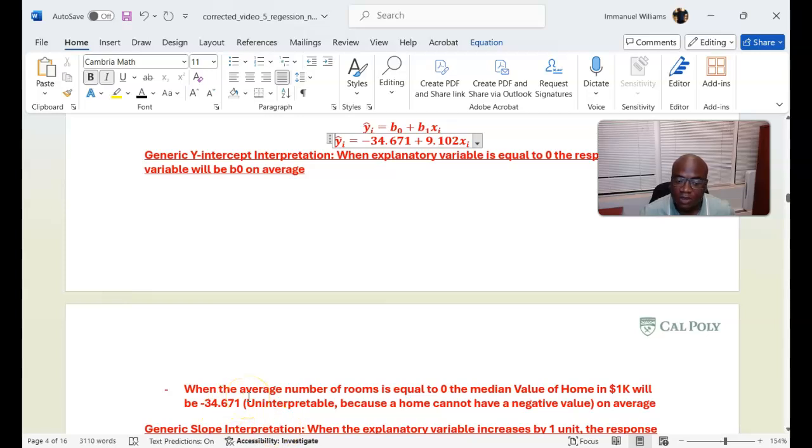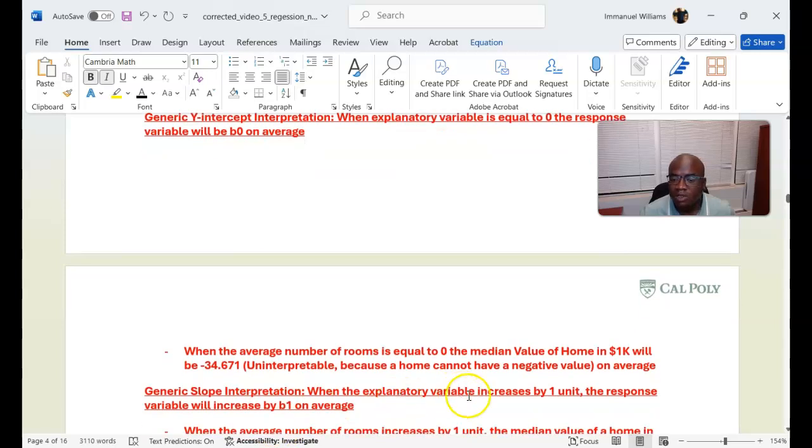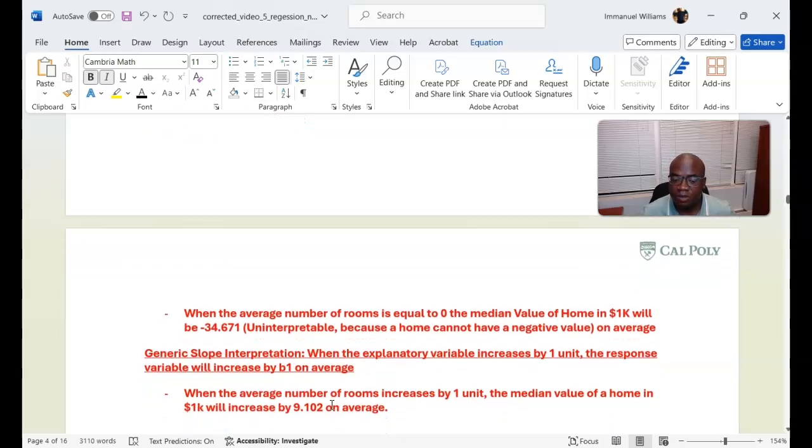Generic interpretation of a slope: when the explanatory variable increases by 1 unit, the response variable would increase by B1 on average. So when the average number of rooms increases by 1 unit, the median value of the home will increase or decrease by B1, by whatever the slope might be. Notice I said increase or decrease. If it's negative, you'll say decrease. If it's positive, you'll say increase. In this case, since it's positive, it's going to increase.